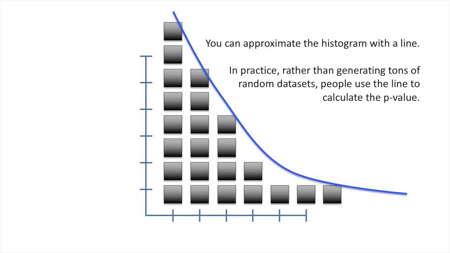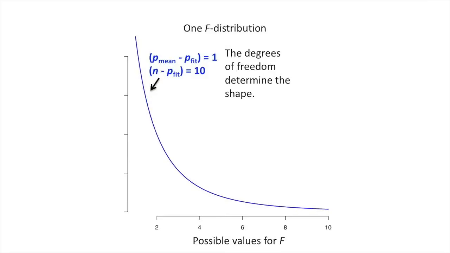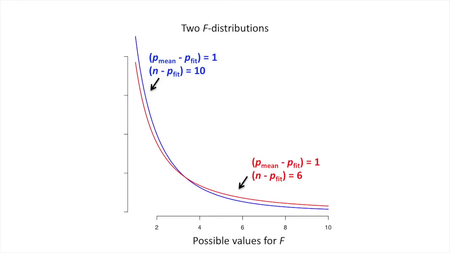Bam! You can approximate the histogram with a line. In practice, rather than generating tons of random datasets, people use the line to calculate the p-value. Here's an example of one standard F distribution that people use to calculate p-values. The degrees of freedom determine the shape. The red line represents another standard F distribution that people use to calculate p-values.